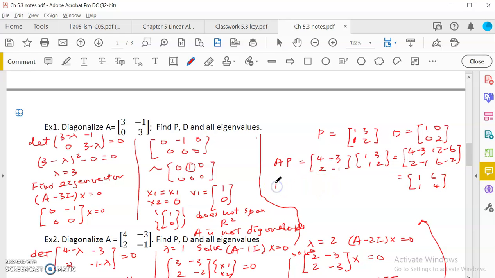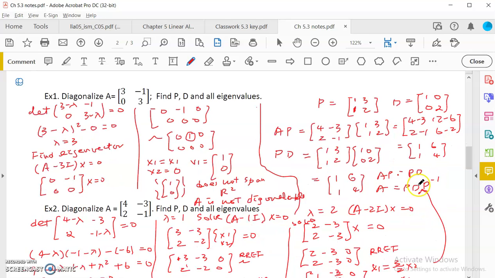And if I do PD, then it will be 1, 1, 3, 2 times D, which is 1, 0, 0, 2. So you will see that this multiplied by this is 1, this multiplied by this is 6, this is 1, and this is 6. So they are equal, right? AP equals PD. So that means A is equal to PDP inverse, and we diagonalized it.